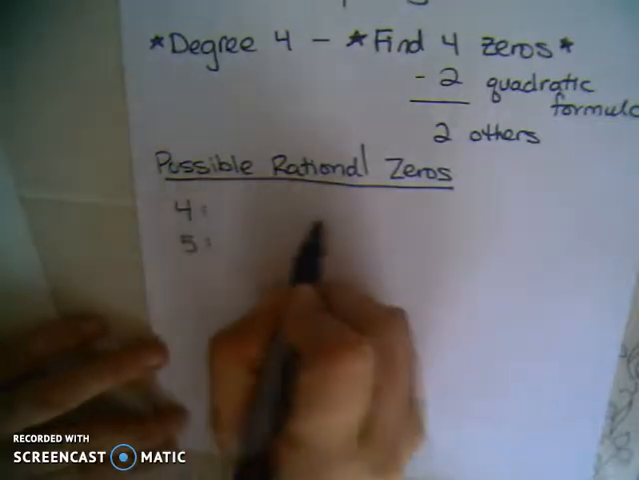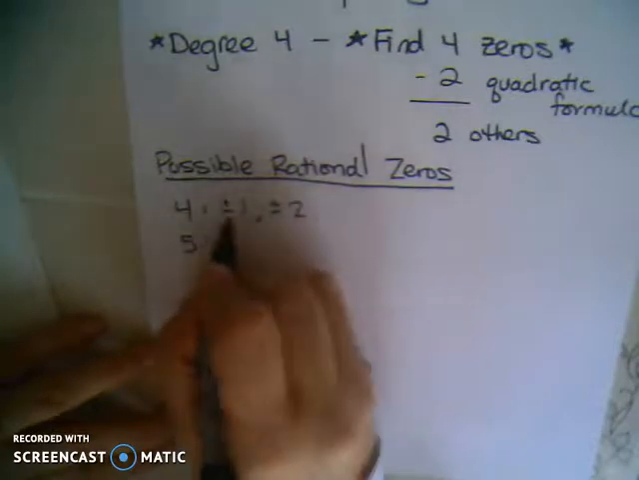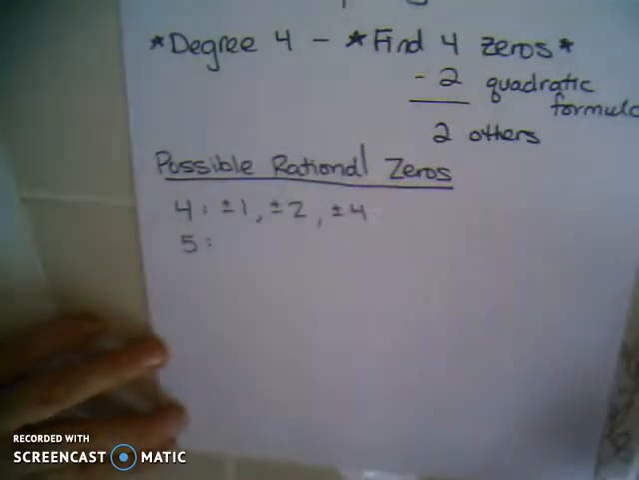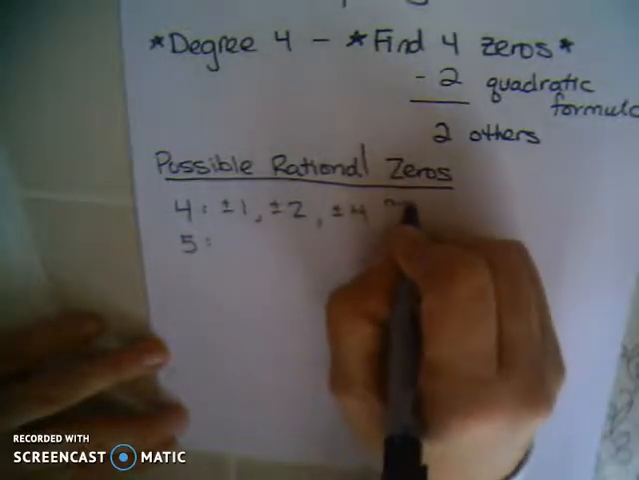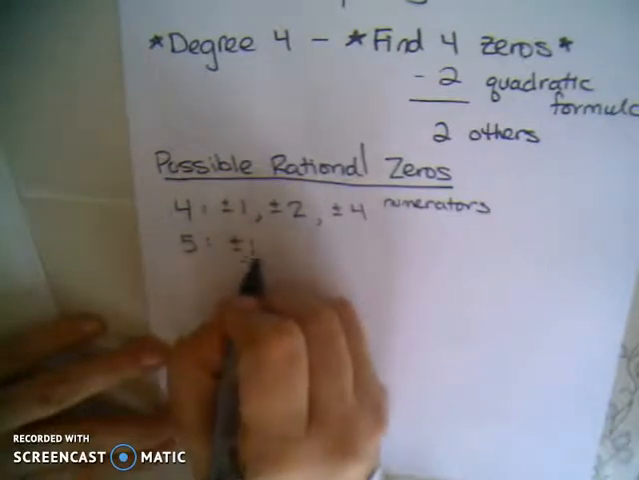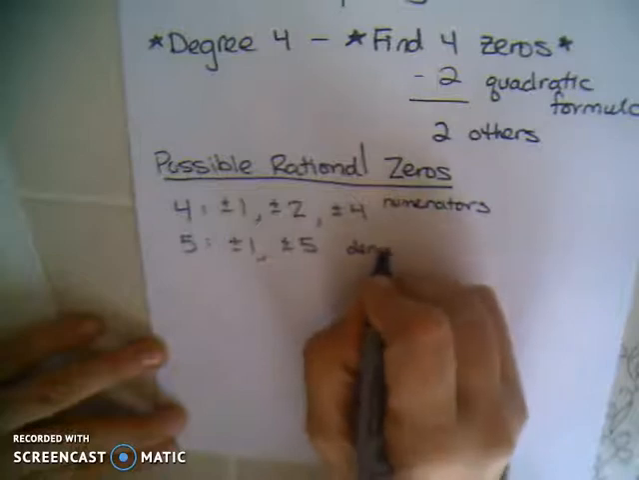So we want to make a list of all the factors here, just whole number factors. 1 will divide 4, 2 will divide 4, and 4 will divide 4 evenly. And those are the only numbers. These are our possible numerators. And then for 5, it's prime, so just 1 and 5. These are our possible denominators.